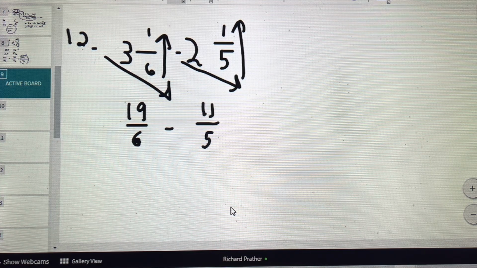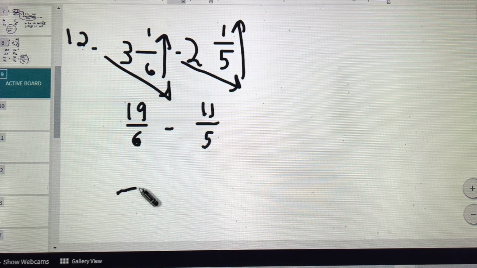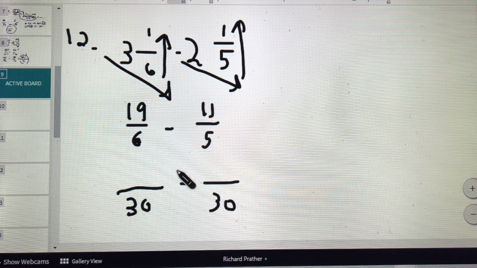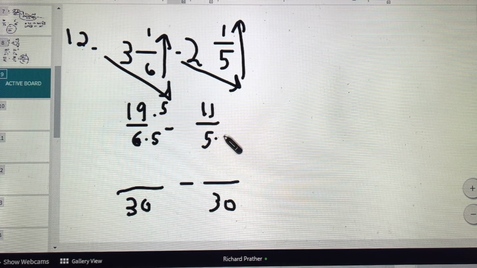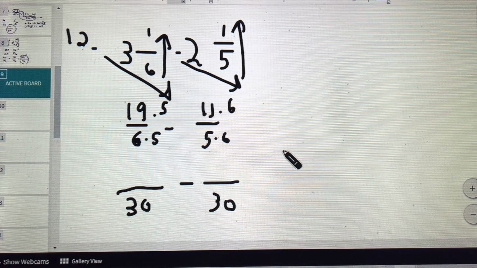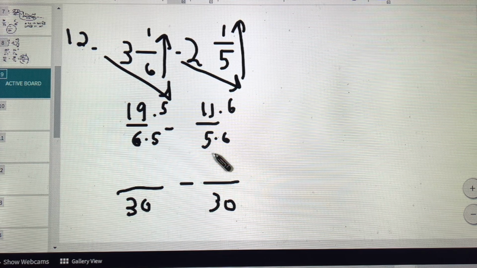6 and 5 don't divide by anything in common other than 1. So whatever 6 times 5 is, that's a common denominator. 6 times 5 is 30. And then each one gets multiplied by the other one. So multiply the 6 by the 5 and multiply the 5 by the 6. Now you don't want to do this every problem. If both 5 and 6 can reduce by something, then there's a smaller common denominator that's easier to work with.